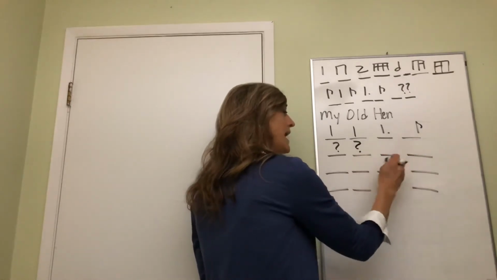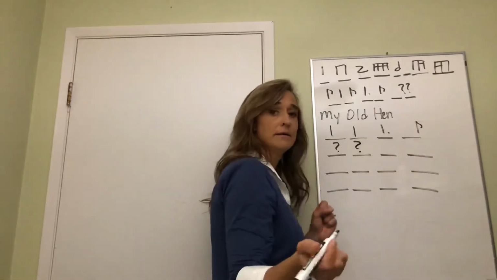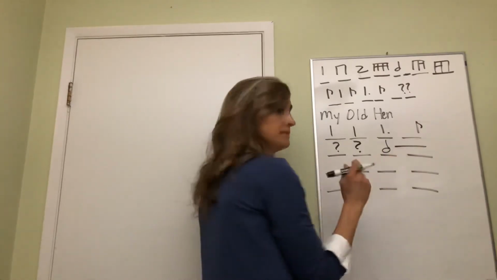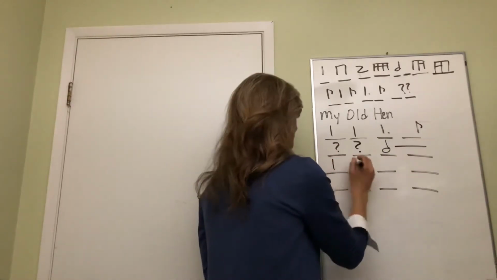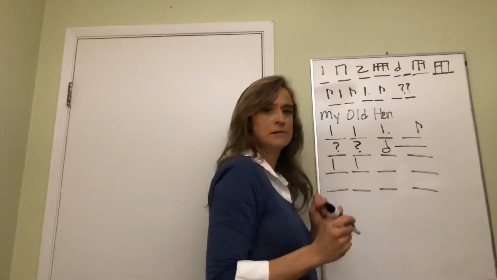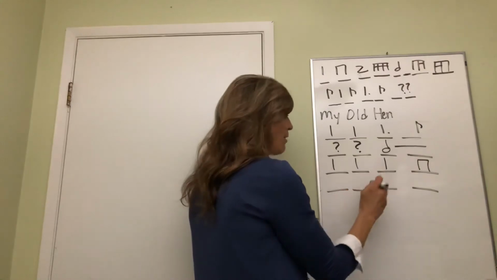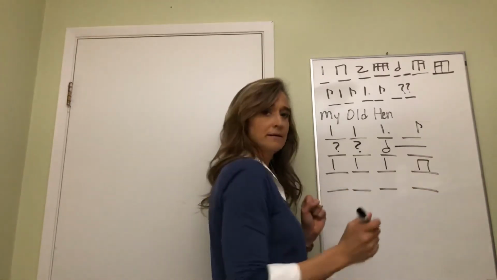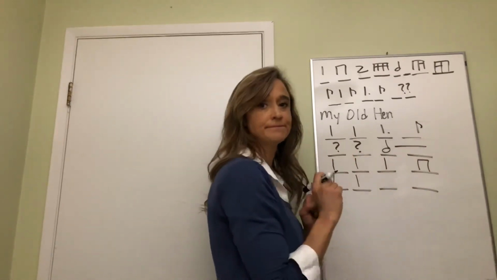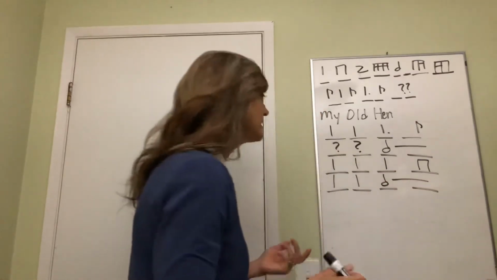Good old hand. 1 sound over 2 beats. Hand. 2. Good. She lays eggs for the. Eggs for the. Ta-ti-ti. Railroad man. Ta. Ta. What's man? 1 sound over 2 beats. 2. Good. All right. So we found our new rhythm.